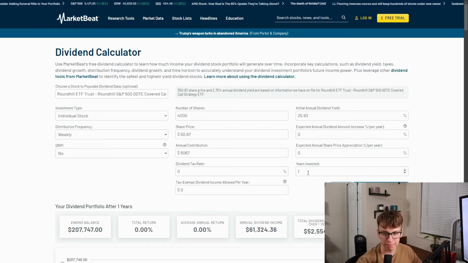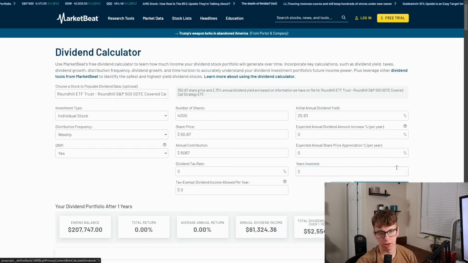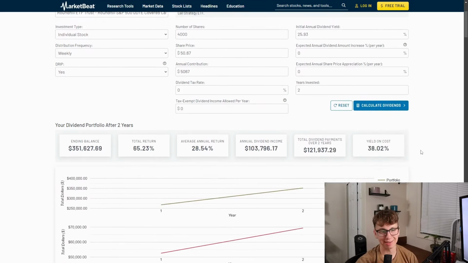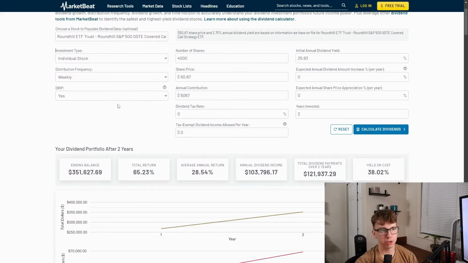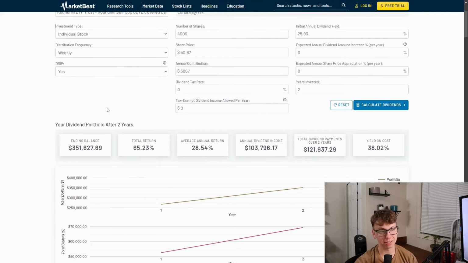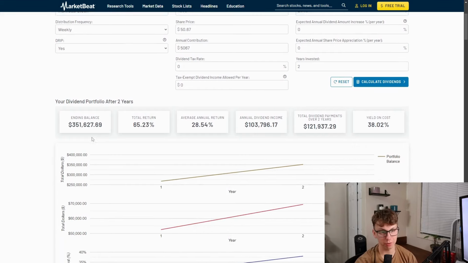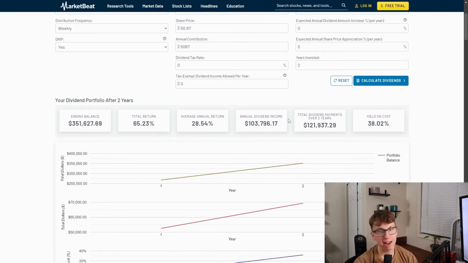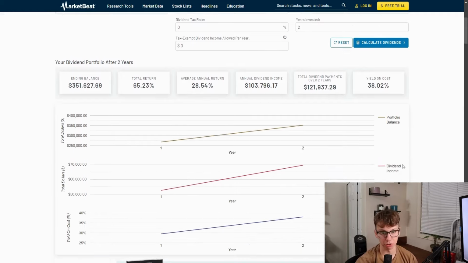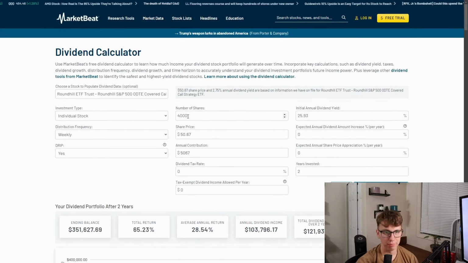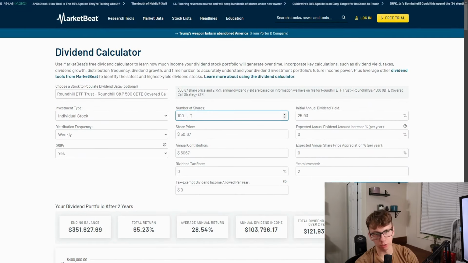So think about that. Now, what I want to point out too is if we add DRIP and we go from 1 year to 2 years, this changes significantly. So in 2 years with DRIP on, your ending balance is $351,000 and your annual dividend income is $103,000, which is crazy.